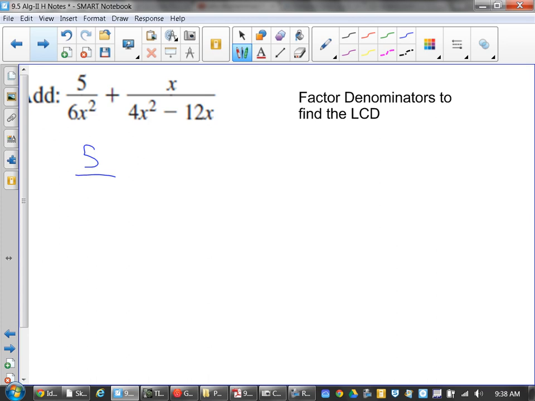I have 5 over 6x squared plus, what do I do here? What can I factor out? Factor 4x. Take out the 4x, and I'm left with x minus 3, all over x. We okay with that? Yeah. All right. Now, at this point, what can we do? Get rid of the x and the x. In this case, I can.